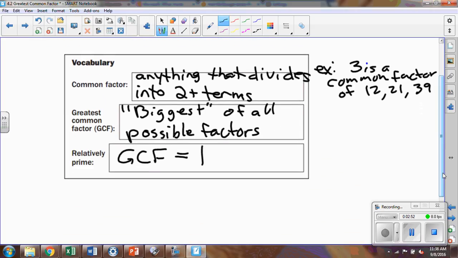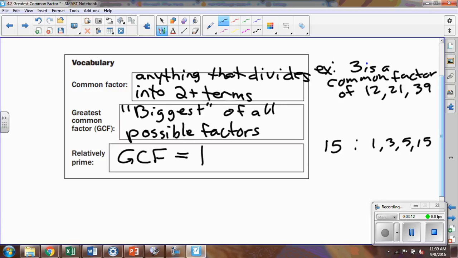Now, some examples of that. Let's say we have the number 5. 5 actually is a prime number. So I'm going to use 15. 15 has factors of 1, 3, 5, and 15. We've got a list of things that go into 15.